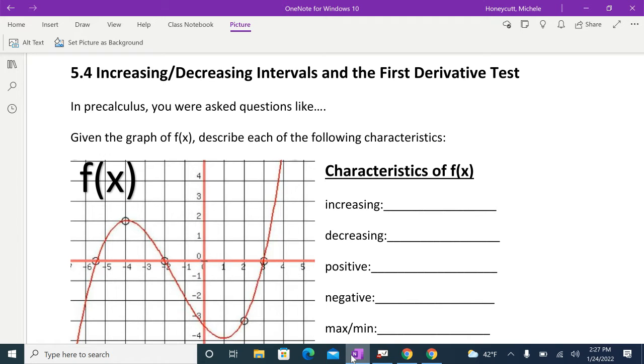Today we're going to talk about 5.4 increasing, decreasing intervals and the first derivative test. So what we'll be doing is looking at a graph and identifying characteristics.